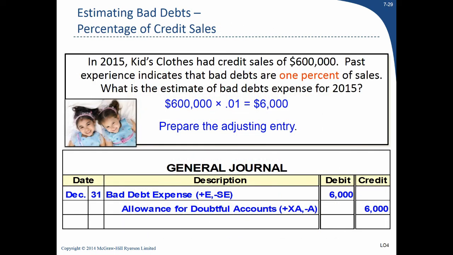So in this case, in 2015, Kids Clothes had credit sales of 600 grand. Past experience indicates that bad debts are typically 1% of sales. So bad debt expense, very simply, is 600 grand times 1%, that's 6,000. Then we recognize bad debt expense and the allowance for doubtful accounts. These are two methods, and they're both valid, but they'll give you different results.